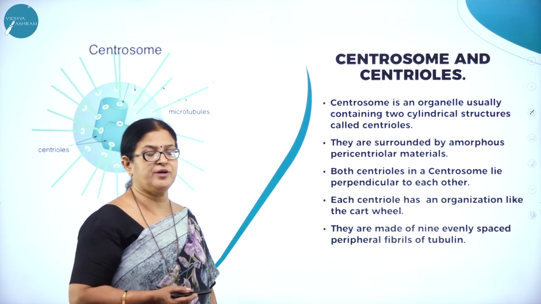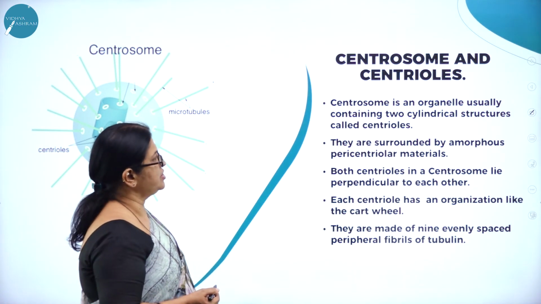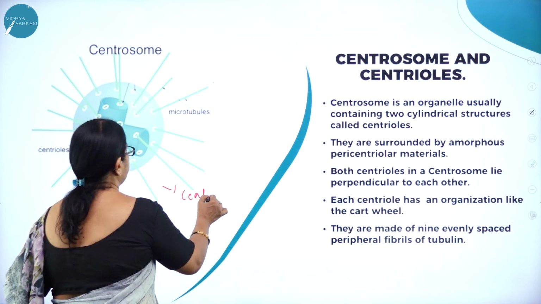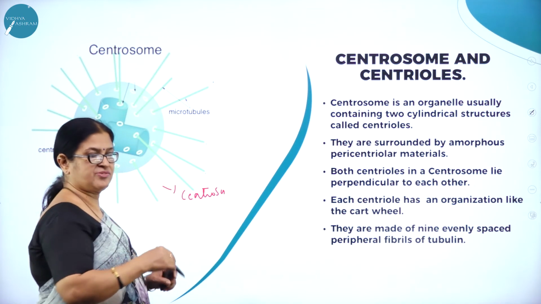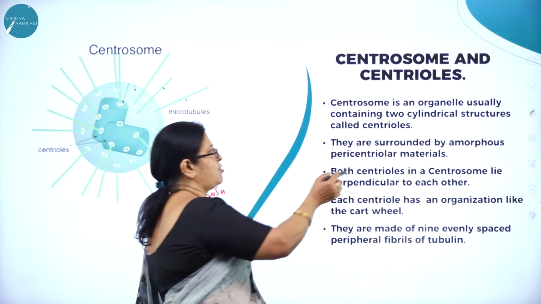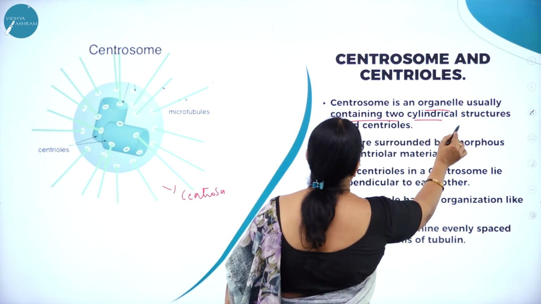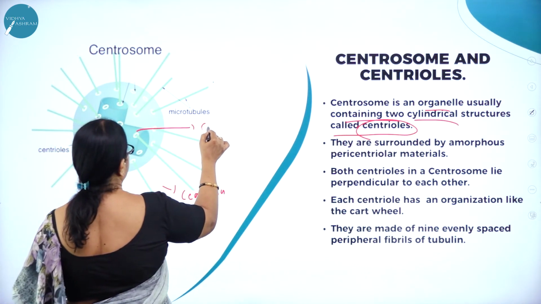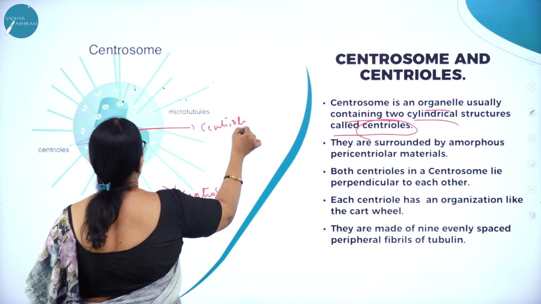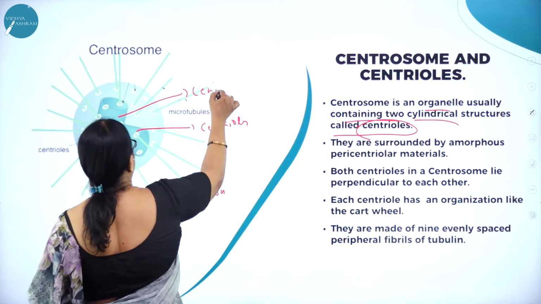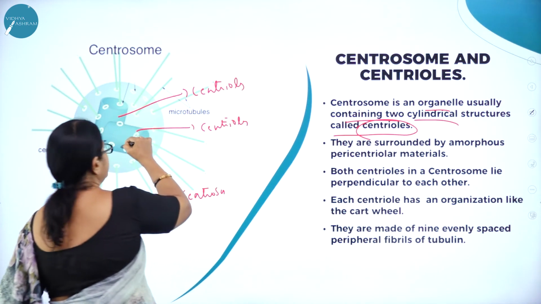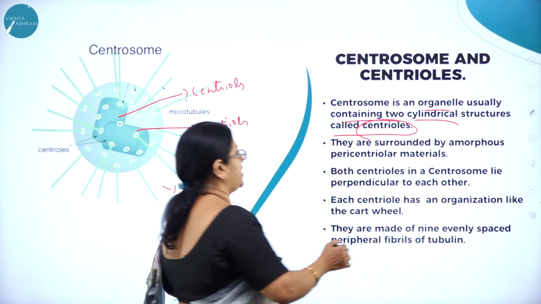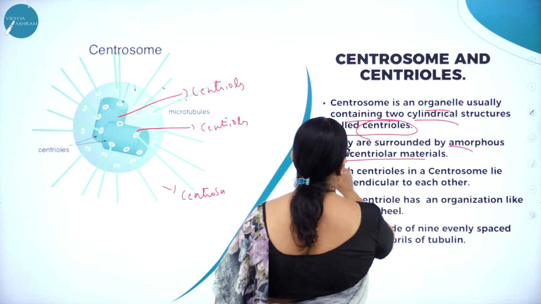They play a very important role in the process of cell division. So centrosome, what is it? Here you can see the picture of a centrosome. It is like a wheel-like structure, right? So centrosome is an organelle usually containing 2 cylindrical structures called centrioles. Here you can see the 2 cylindrical structures called centrioles, right? They are surrounded by amorphous pericentriolar materials.